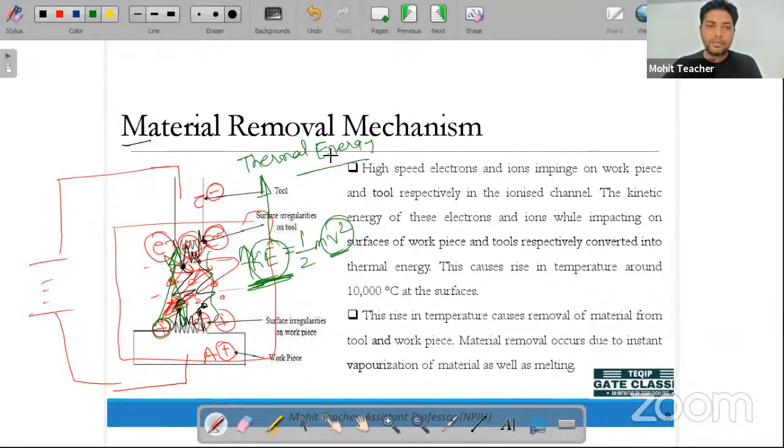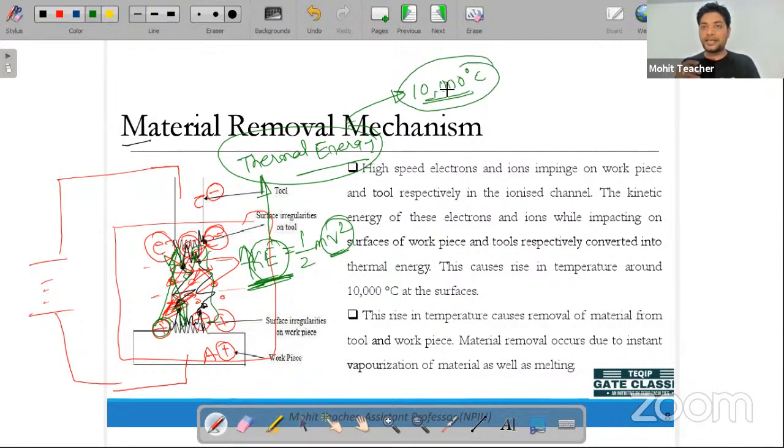Now as this thermal energy is generated, the temperature which immediately rises at those surfaces is in the range of 10,000 degrees centigrade. So if the temperature immediately rises to 10,000 degree centigrade or in that range, then the material does not just melt. If we talk about steel normally, the melting point of iron is 1535, so this is just 7 to 8 times that.